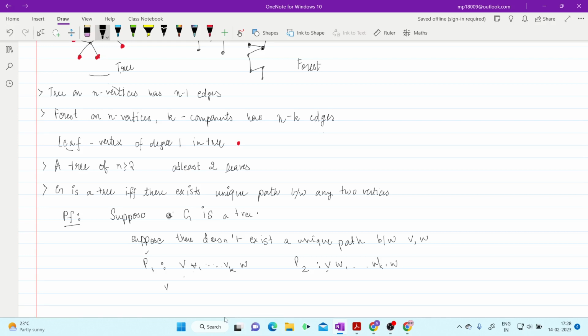P1: V1, ..., VK, W, and then WK prime up to W1. So we see that we have a cycle, but G has no cycle, since it is a tree. So we arrived at a contradiction. Hence a contradiction.